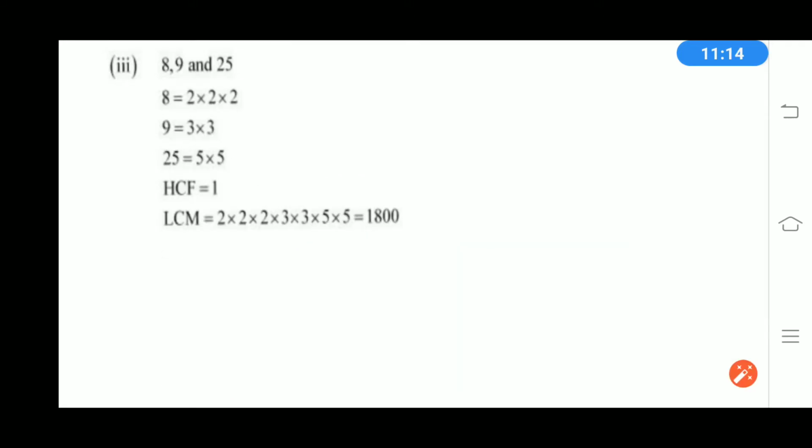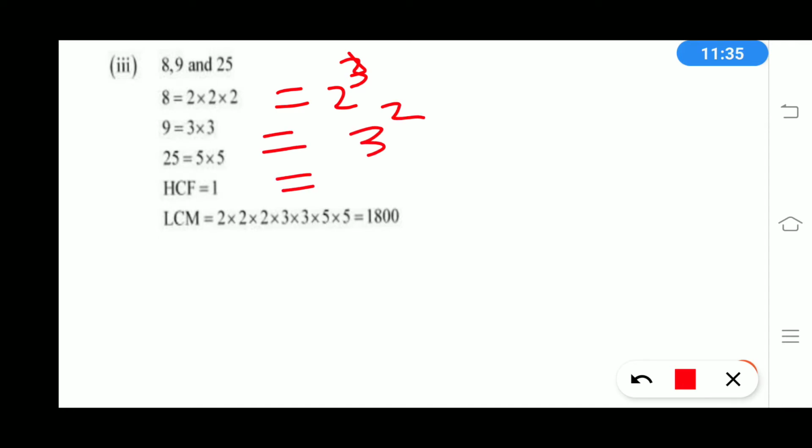Okay. So next, problem number 3. We find the LCM and HCF of 8, 9 and 25. So 8 can be written as 2 into 2 into 2, that's 2 cube. Okay. So 9 equals 3 into 3, so 3 square. 25 equals 5 into 5, that's 5 square. Again the common prime factor is 1, so HCF is 1 and LCM equals 2 cube times 3 square times 5 square, that's 1800. Okay, I think everything is clear. Okay, now next problem.